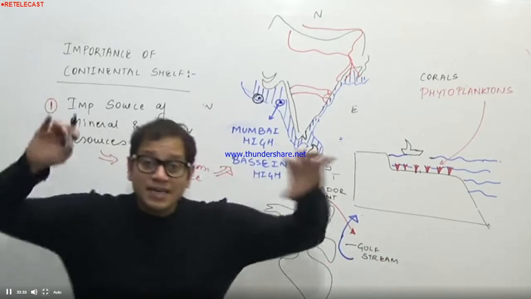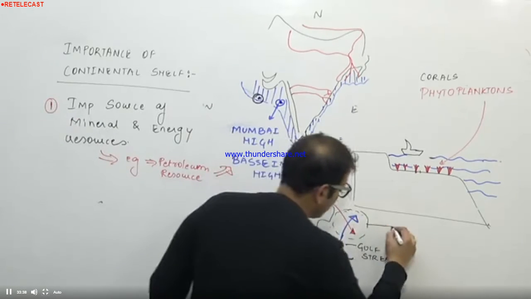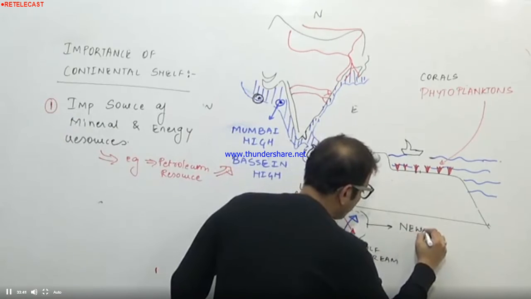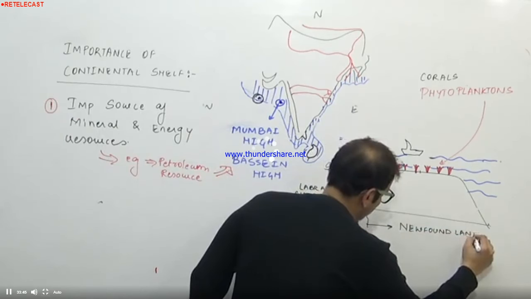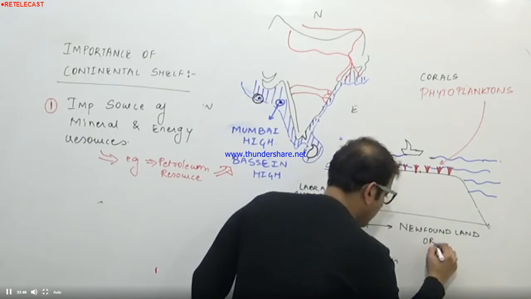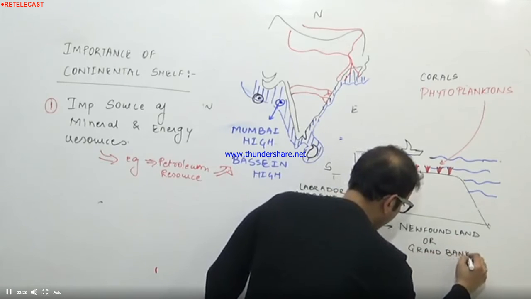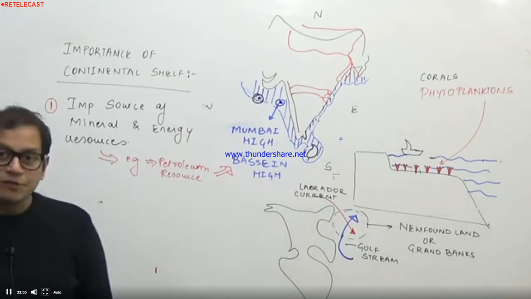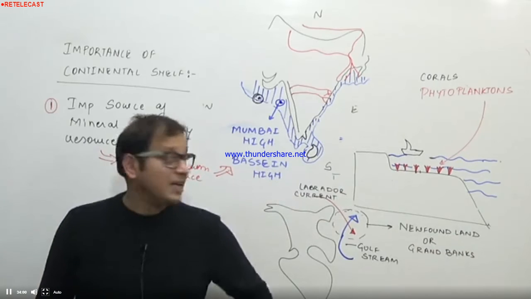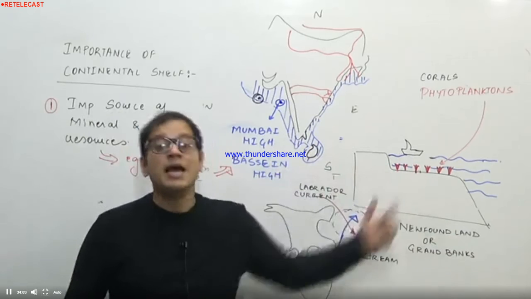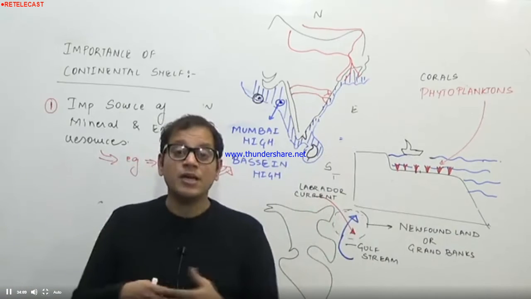Now these are the areas of this. This is the largest fishing area in the world, known as Newfoundland region, or the Grand Banks region. Grand Banks or the Newfoundland region. Why is this the largest fishing area in the world? Because this represents the areas having wide continental shelf, and plus the icing on the cake is these are the areas where cold and warm currents meet.